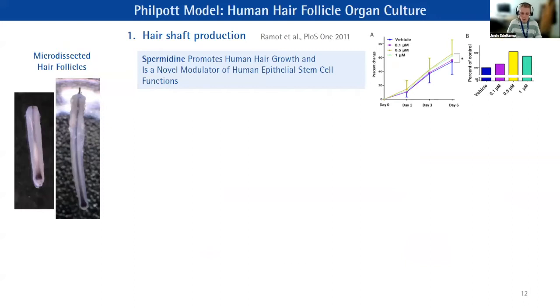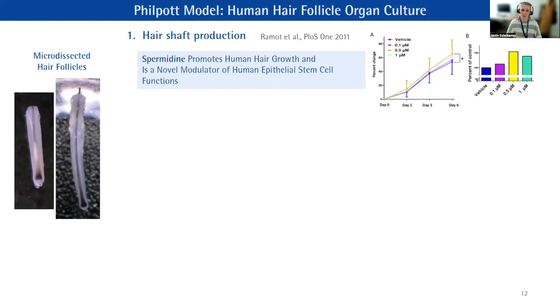So the most used one I have seen when also working with people from the cosmetic industry is actually hair shaft production, but there are only few compounds that really promote human hair shaft production ex vivo. One of them is spermidine, which is a cosmeceutical. But if we think about this in a clinical sense, this is not the most meaningful parameter, because we don't want our single hair follicles that we have just to grow longer.